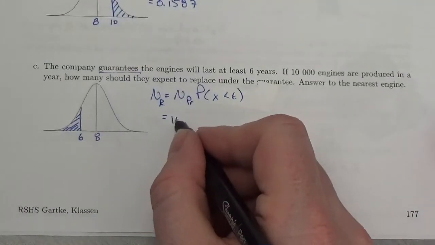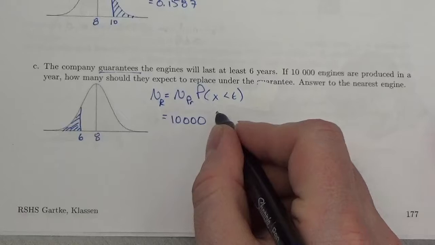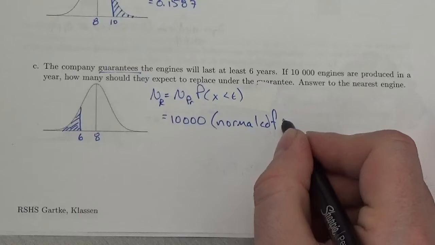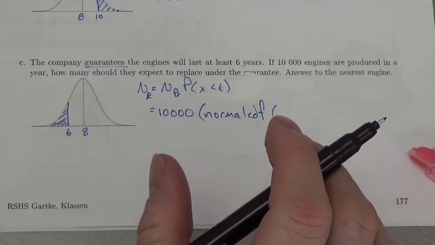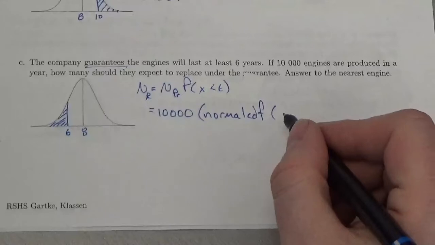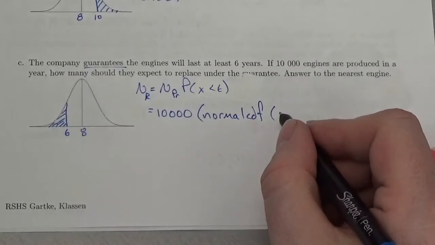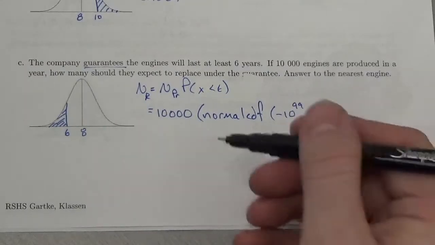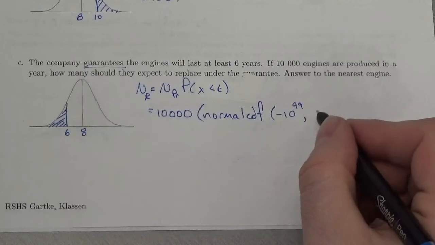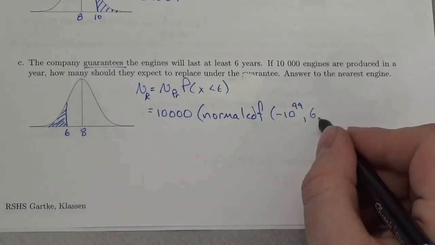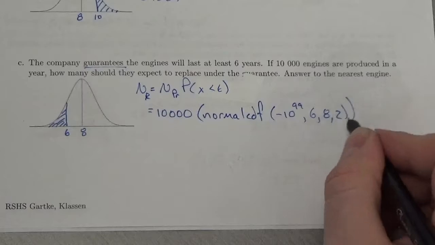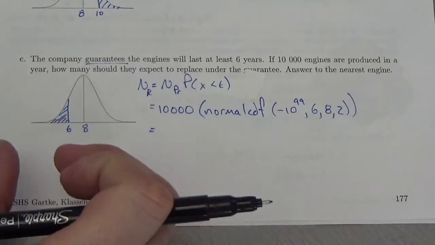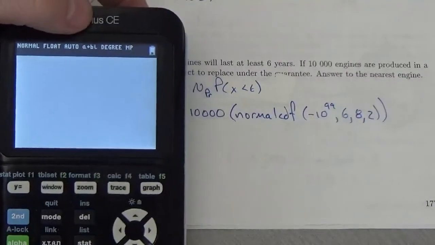So the number produced is going to be 10,000 multiplied by the probability. I will get that by going normal CDF. And once again, I recognize that it doesn't make sense to talk about the negative lifespan of an engine here, particularly if I go negative 10 to the infinity. That makes no sense at all. However, that doesn't matter. The right bound will be 6, the mean is 8, the standard deviation is 2. So we're going to multiply the number produced by the probability that it falls in that region there.